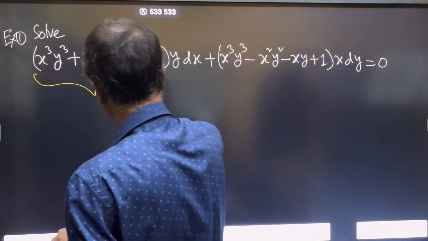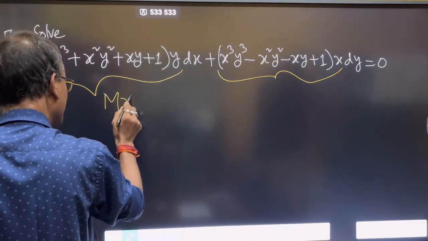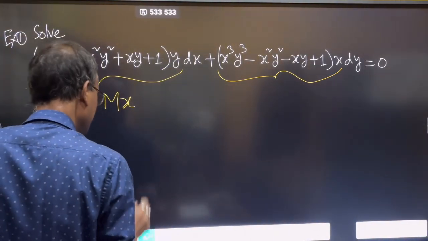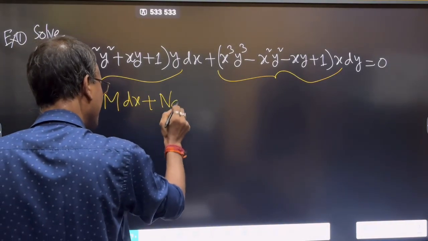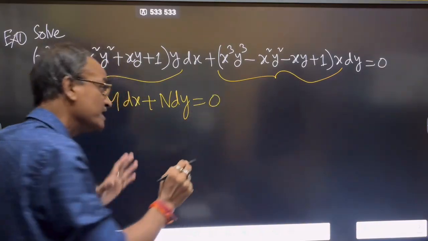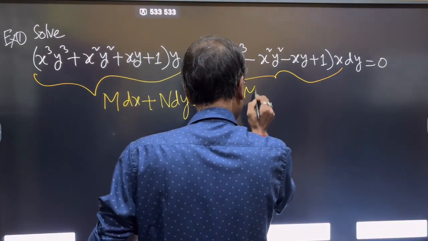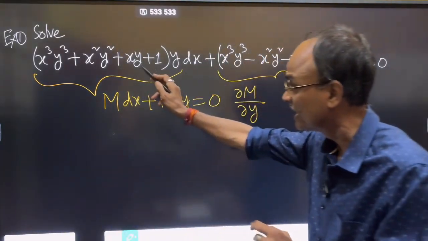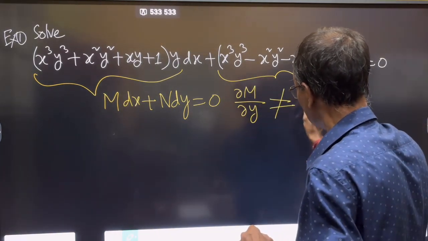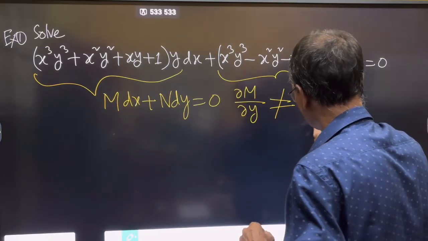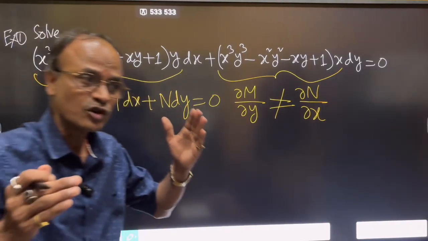This differential equation is of the form M dx plus N dy equal to 0. If you check, take the partial differentiation of M with respect to y, and the partial differentiation of N with respect to x, del M by del y will not be equal to del N by del x. This differential equation is not exact.